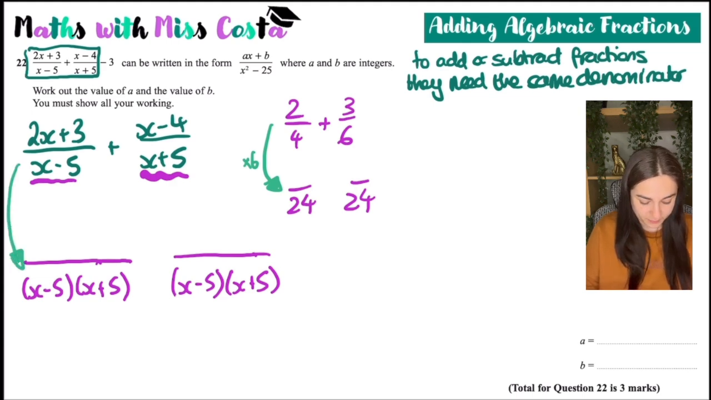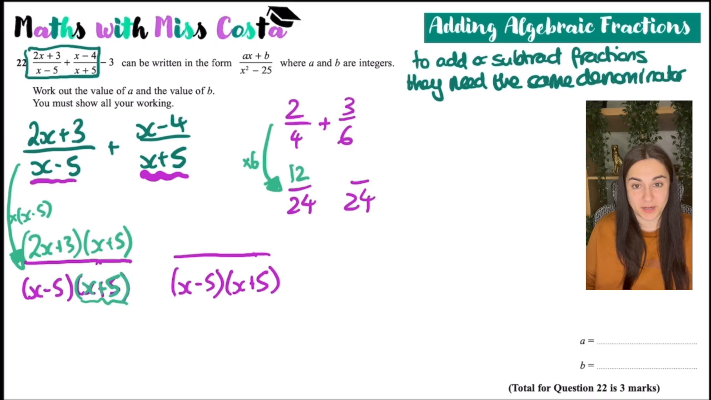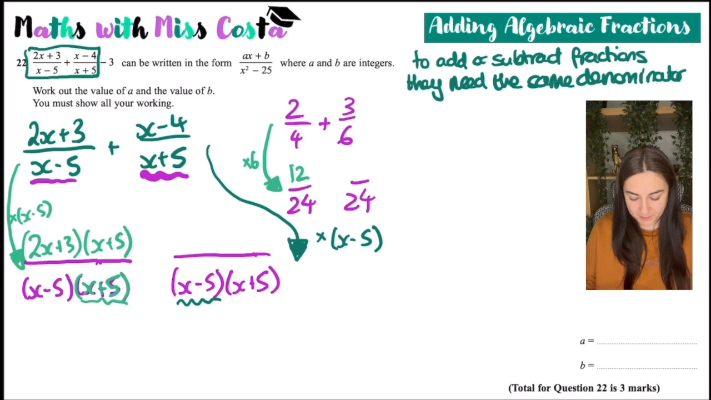Over here, I've multiplied the denominator by x plus 5. So I need to do the same to my numerator, just like I would have done here to keep the fraction in proportion. So this would become 2x plus 3 brackets x plus 5. So I'll actually highlight it in a different colour so that you can see that's what you're multiplying by. And then if we think about this bracket here, what have I multiplied by? Well, I've multiplied the denominator by x minus 5. So I'm going to have to do that to my numerator as well.